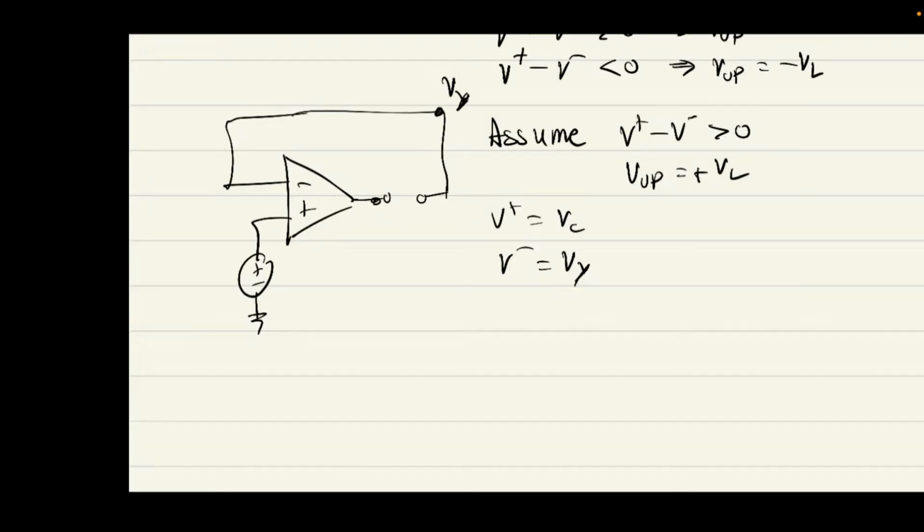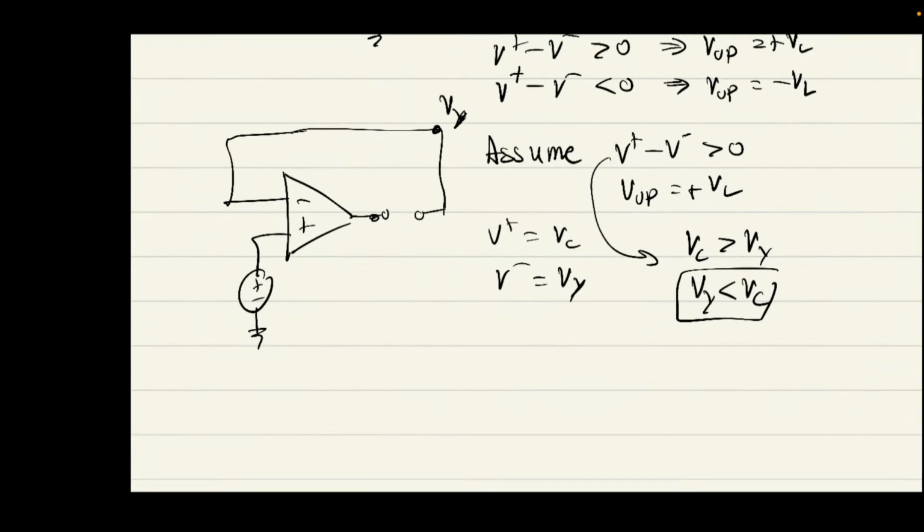So we can substitute into our constraints, and we see that Vc is greater than Vy, or in other words, Vy is smaller than Vc. As long as Vy is smaller than Vc, our cutoff thing, our clamper, I'll call it, is going to remain like this, and Vy is going to remain as Vy.